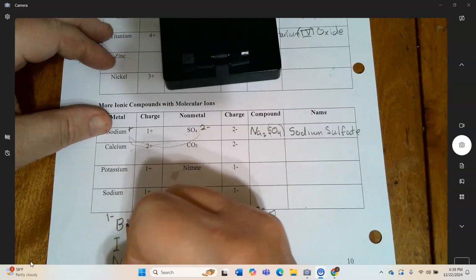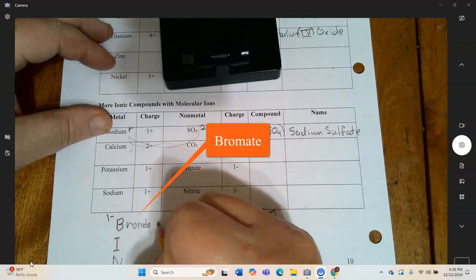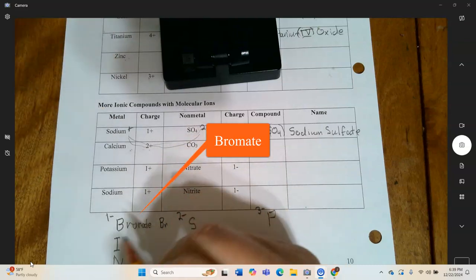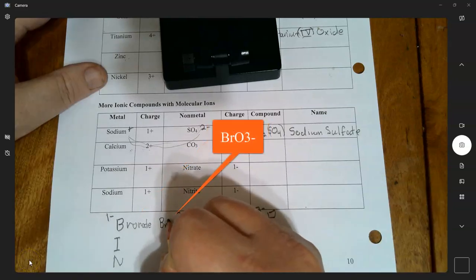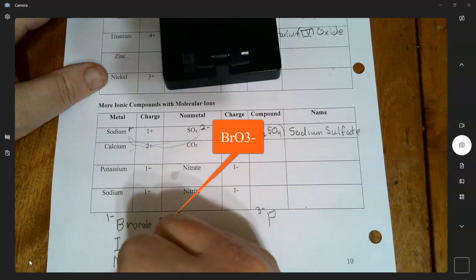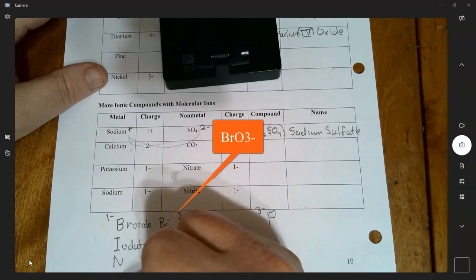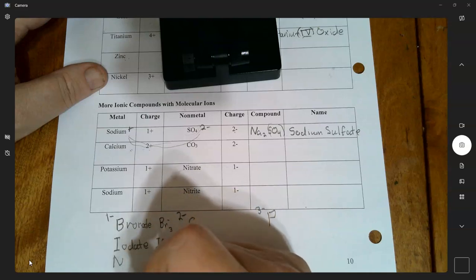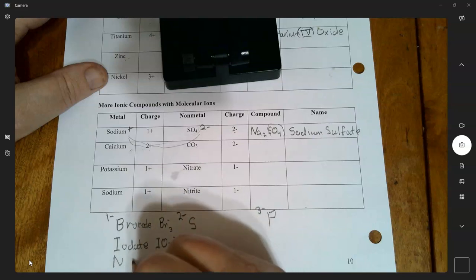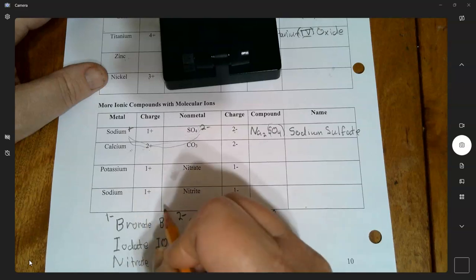So what are these? This is bromate, and that's BrO3 minus. Okay, next is iodate, and that is IO3 minus. Next is nitrate, and that's NO3 minus, and all 1 minuses here.